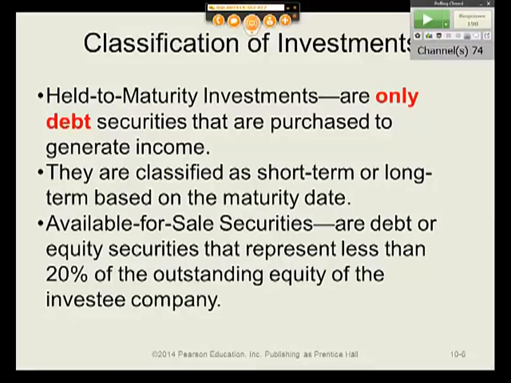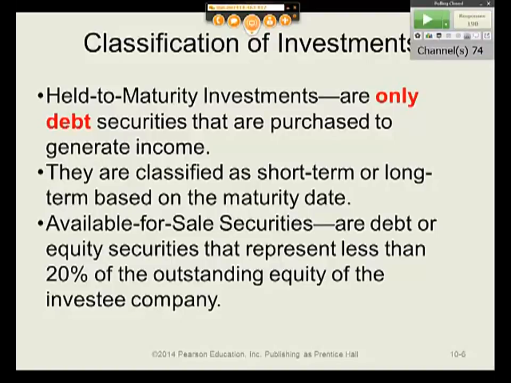Held to maturity, very important. What's in red are only debt investments. Only debt securities, for the most part, have maturity dates. Equity securities, common stock and preferred stock, do not mature. Bonds have 20-year lives. Notes, 30, 60, 90 days, whatever they are. Held to maturity securities are obviously going to be debt only.